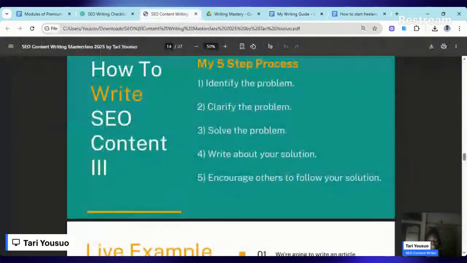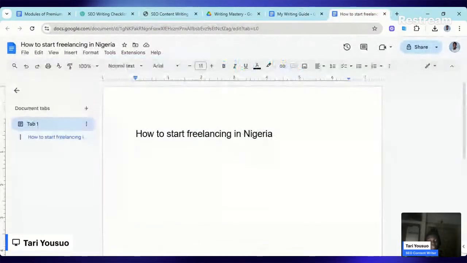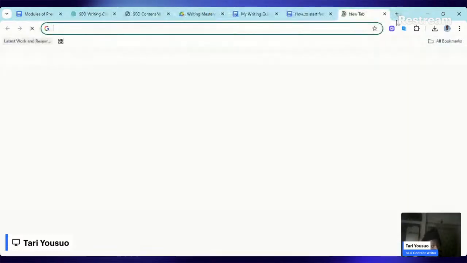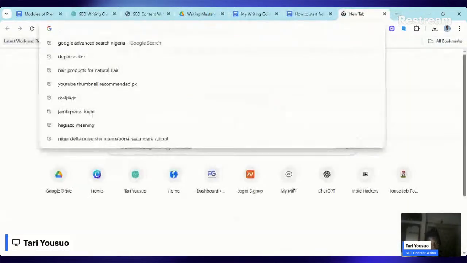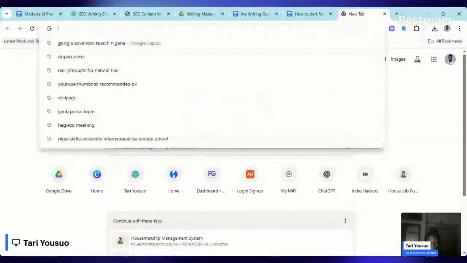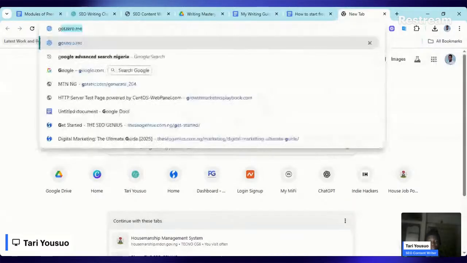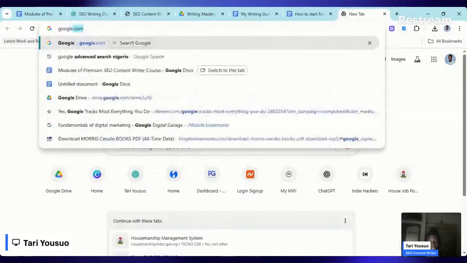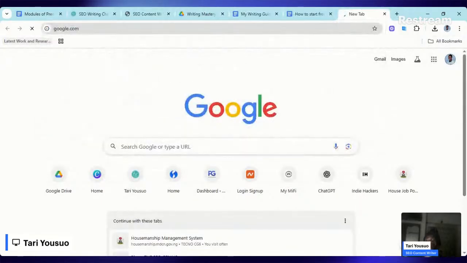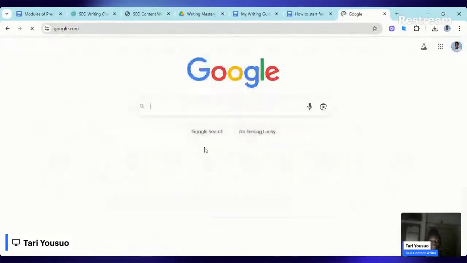Now, that is me identifying the problem. Now, it's time to clarify the problem. And to clarify the problem, we go to Google itself. So the keyword is start freelancing in Nigeria. So I'll just go to Google. I can easily type in what I want, but I prefer to go to google.com so that you are sure that that's where I am and you're not confused in any way.